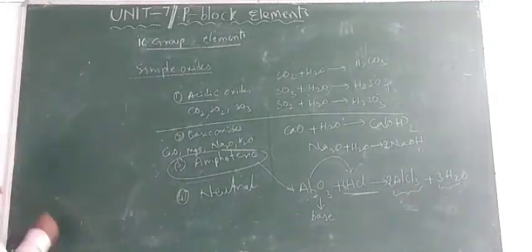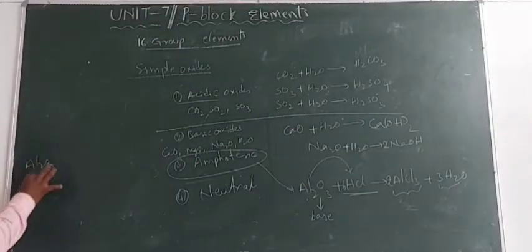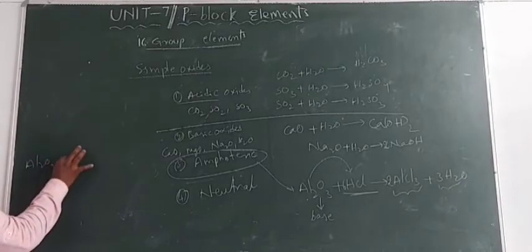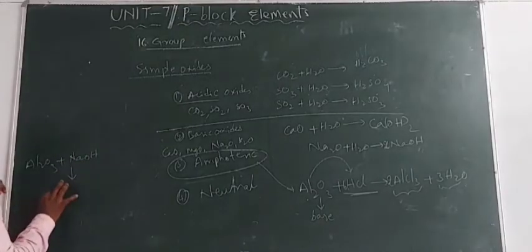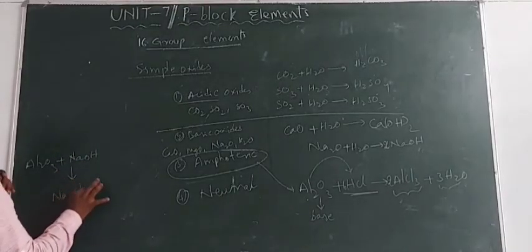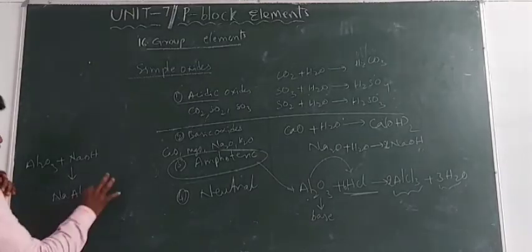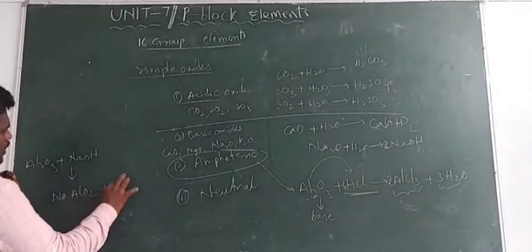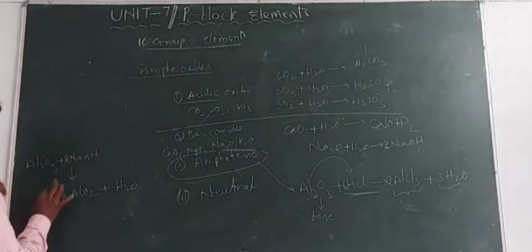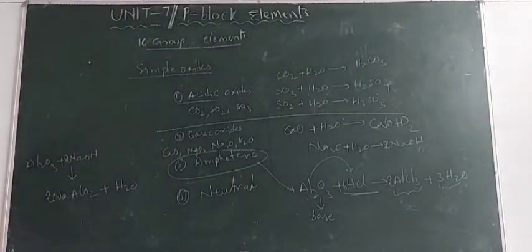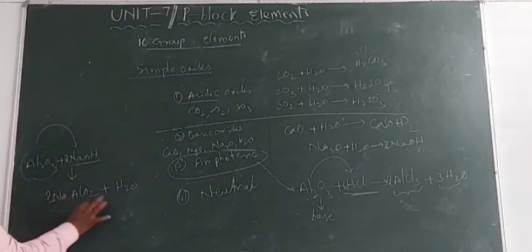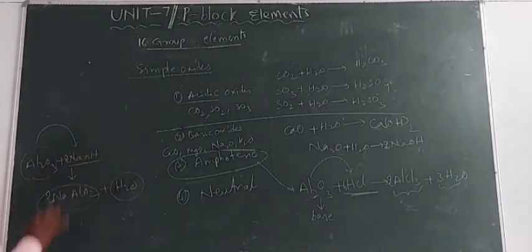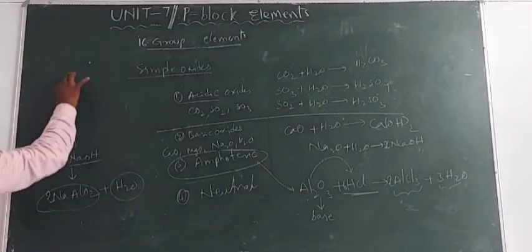And the next one, Al2O3 can react with a base, sodium hydroxide, and produce sodium aluminate, NaAlO2, plus water. 2 moles of NaOH give 2 moles of NaAlO2. This is sodium aluminate. On reacting with a base it gives salt and water, which means it has acidic character here.